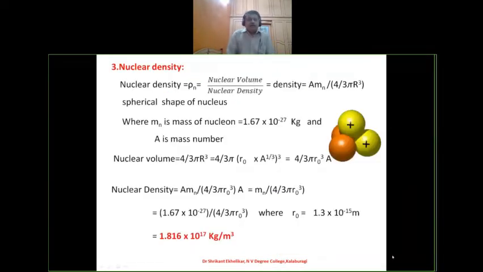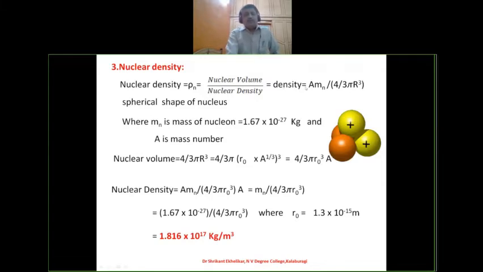So which we are going to continue in today's class. We'll start with the density of a nucleus. We all know that normal density is mass by volume. Oh, there should be some correction here. See, nuclear density is nuclear mass by nuclear volume. Mass by volume is density. So, on the same, see, this term should be nuclear mass, correct this as nuclear mass.